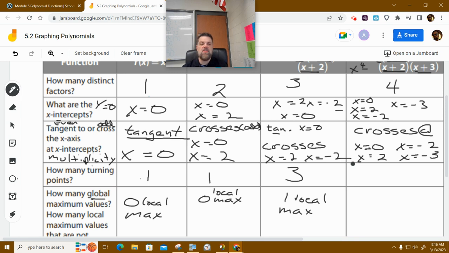Remember, the turning points occur when you go from increasing values to decreasing values. So we're going to have to graph it now. But it would be at most one less than the degree or power. So since this is a 4th degree polynomial, at most I would have 3 turning points. So let's go ahead and graph this.